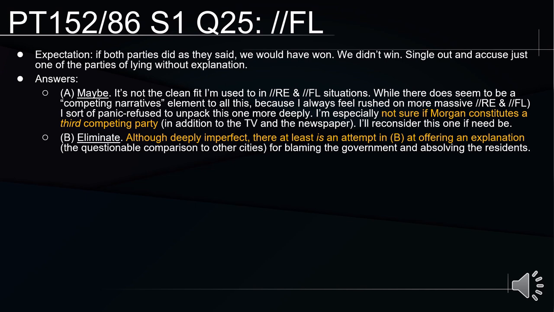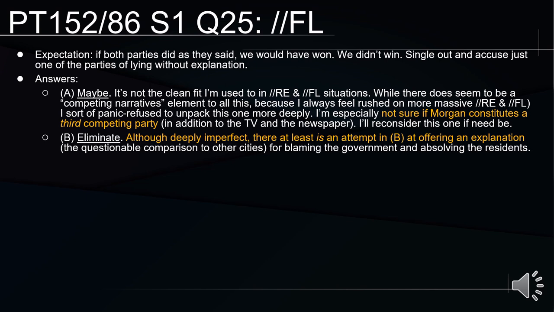B is an elimination. If we look at B, according to the city government, 50% of city residents are behind on their property taxes. But according to a private institute, property taxes in the city are far higher than the national average for cities of that size. Thus, it is the city government that is to blame for the high percentage of residents who are behind on their taxes. I eliminated B because although deeply imperfect, there at least is an attempt in B at offering an explanation to take sides.